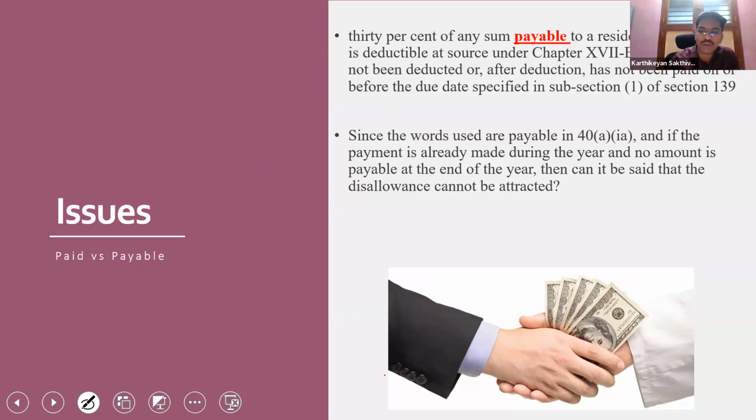இது வந்து both for 40A and 40A the wordings are similar, right? So 40A ல இருக்கிறத வச்சு we'll just discuss certain things. So 30% of any sum payable to a resident on which tax is deductible at source under chapter 17B and tax has not been deducted or after deduction has not been paid on or before 139(1) due date.